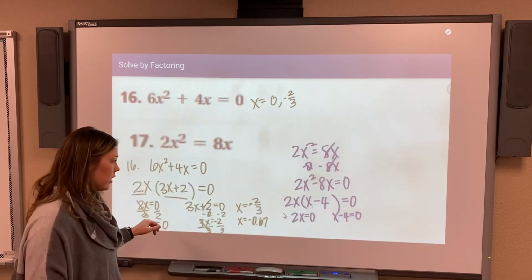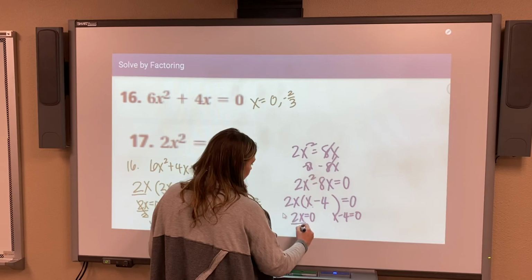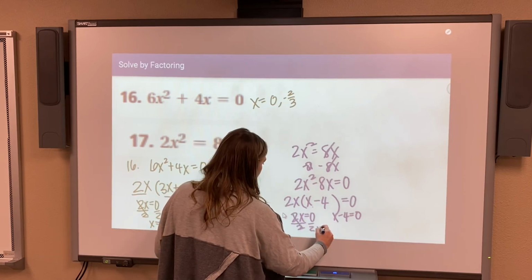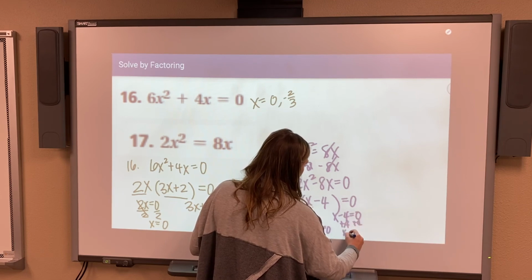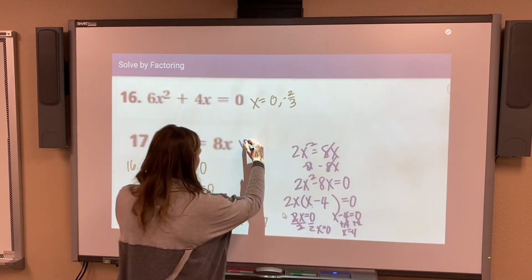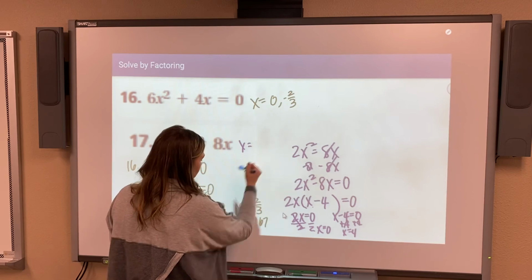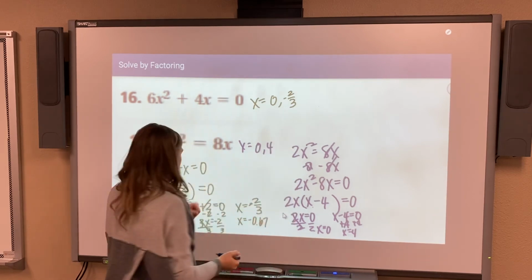Okay, so we divide. Same like over here, we have a factor with our x. If we divide by 2, your x is just 0. Here, add 4, your x is 4. So here your zeros are 0 and 4. Okay.